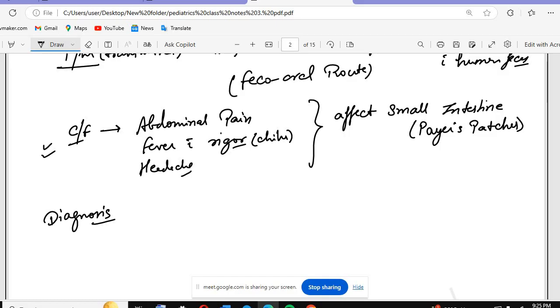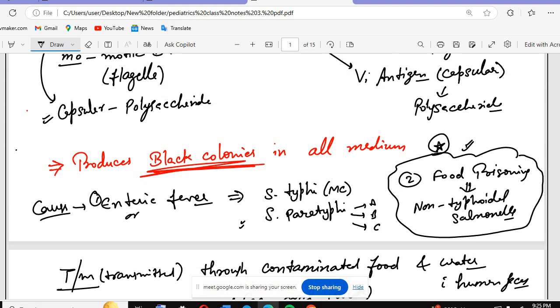Also remember, if you think about the dermatological appearance, what are you going to see? You are going to see rose spots. The rose spot becomes your keyword. It is seen in which condition? Salmonella typhi or enteric fever. Enteric fever has another name: typhoid fever. Now you understand why we call this typhoid fever, because it is caused by typhoidal salmonella, whether Salmonella typhi or Salmonella paratyphi A, B, C.